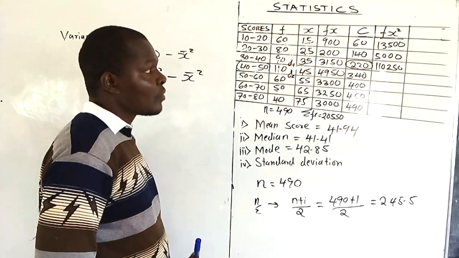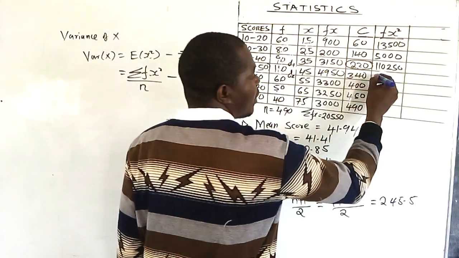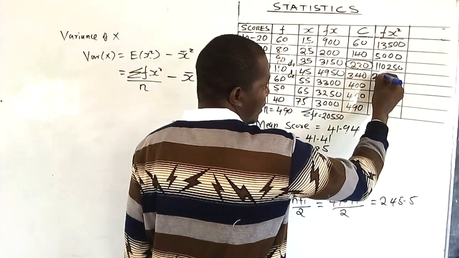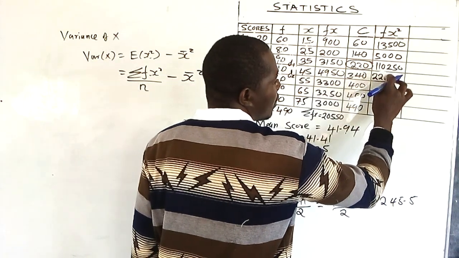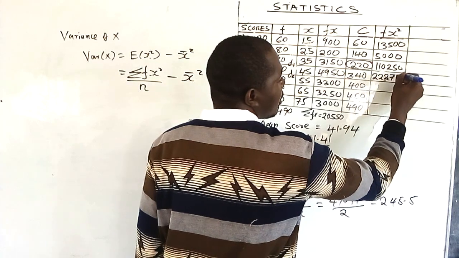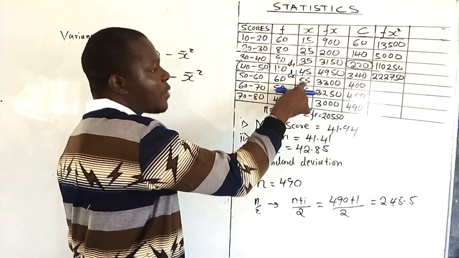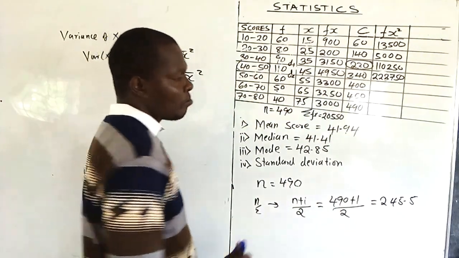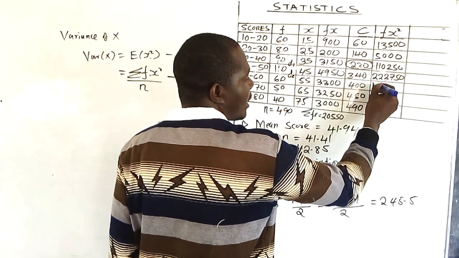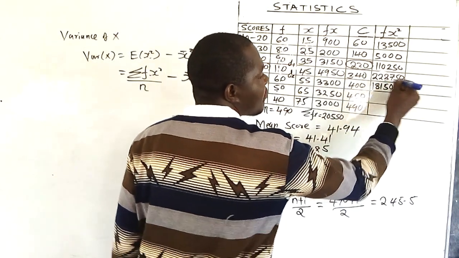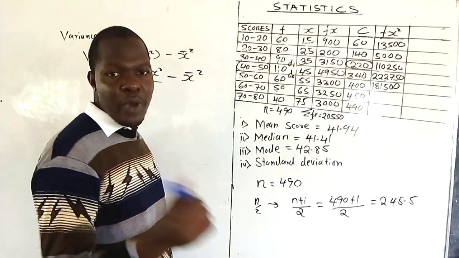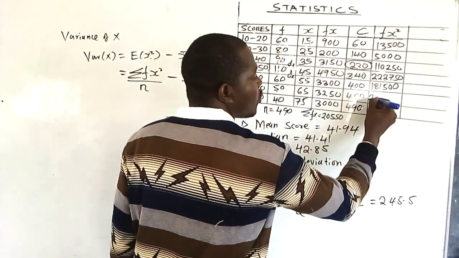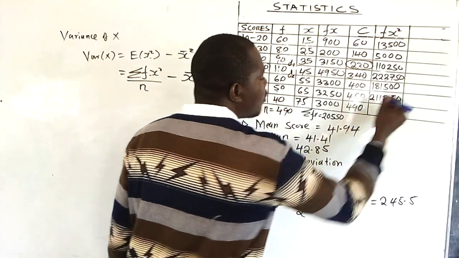You get 222,750. Then move to the next one. 60 times 55 squared is 181,500. Then f times x squared, 50 times 65 squared is 211,250. Yes. Then you move to the next one.